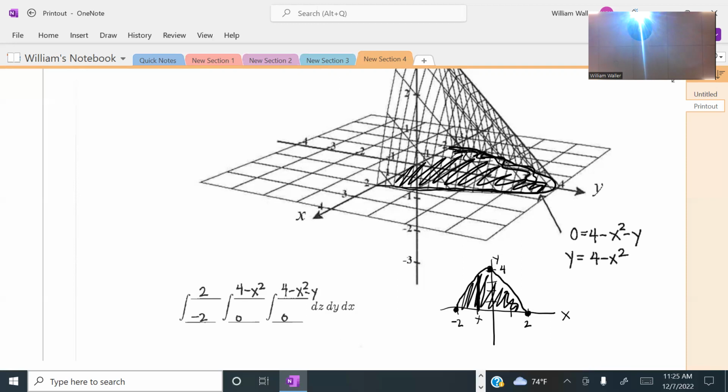And then the limits for z will just be 0 up to whatever the formula for your surface is, right? Remember, you're going to set it up like this only if your volume is the volume beneath a surface down to the xy plane, right? Okay, but that's exactly what this picture is.